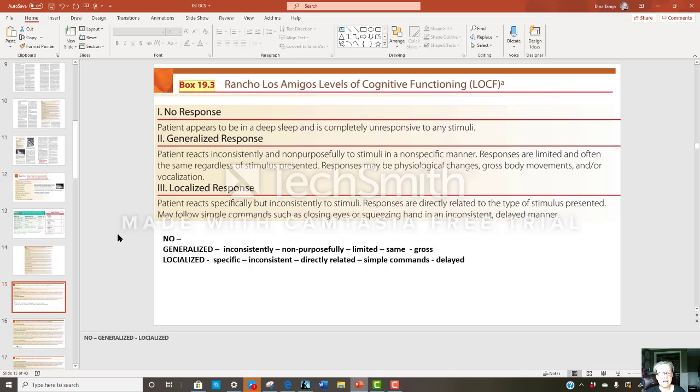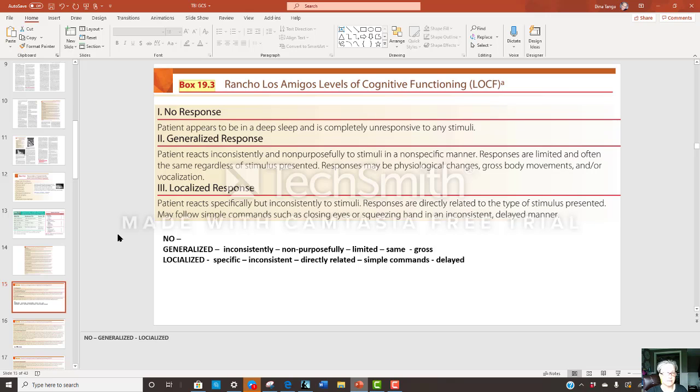Generalized: patient reacts inconsistently and non-purposefully to stimuli in a non-specific manner. Responses are limited and often the same regardless of stimulus presented. Responses may be physiological changes, gross body movements, and/or vocalization.